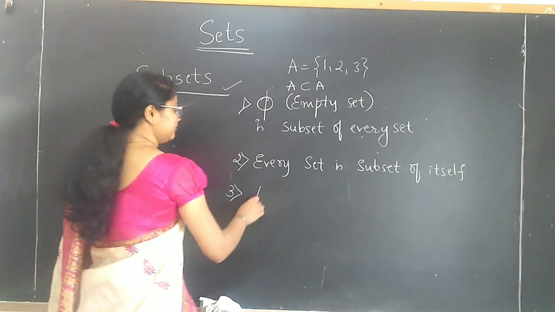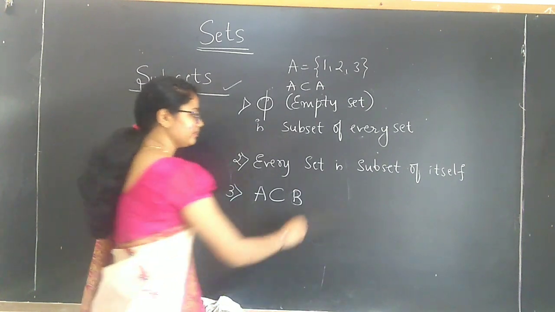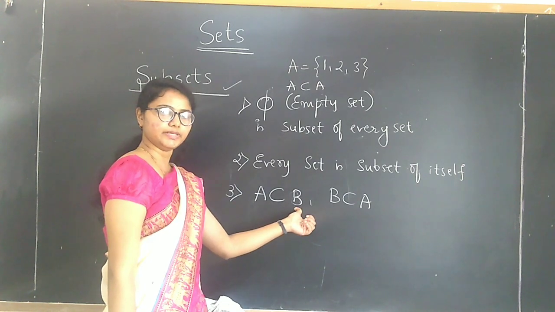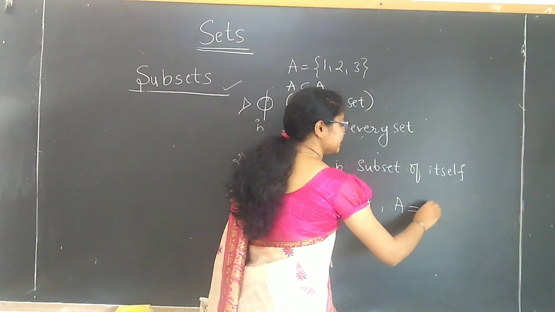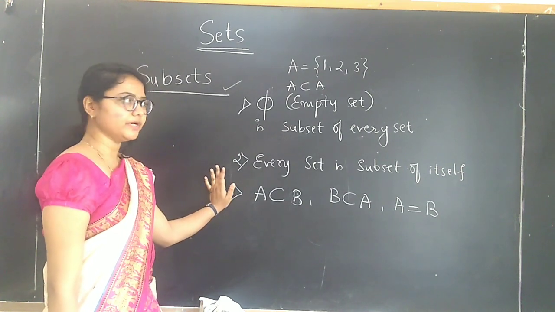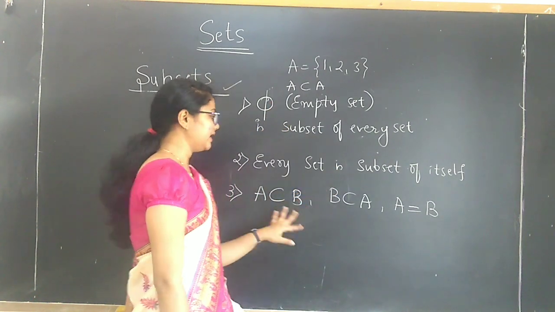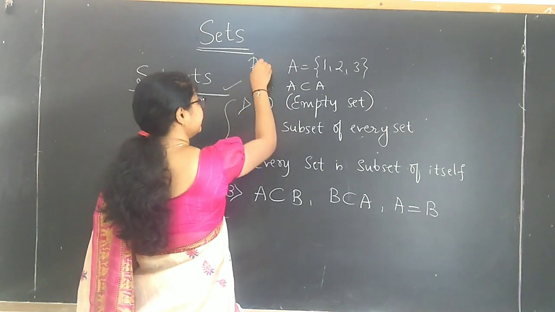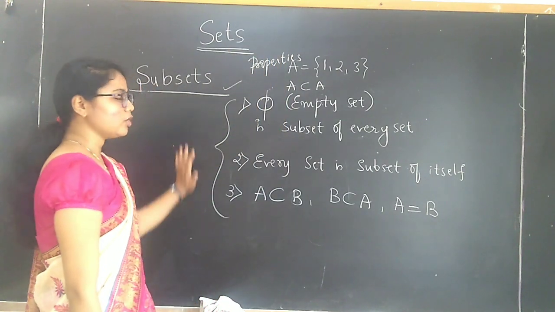Next, third. If there are two sets, A is subset of B and B is subset of A, means every element in A is contained in B and every element in B is contained in A, then we can tell A is equal to B. So these are the three properties. You have to remember because while writing power set, you have to write φ and what is subset and even this property also. These three properties are very important. This is all about subsets.